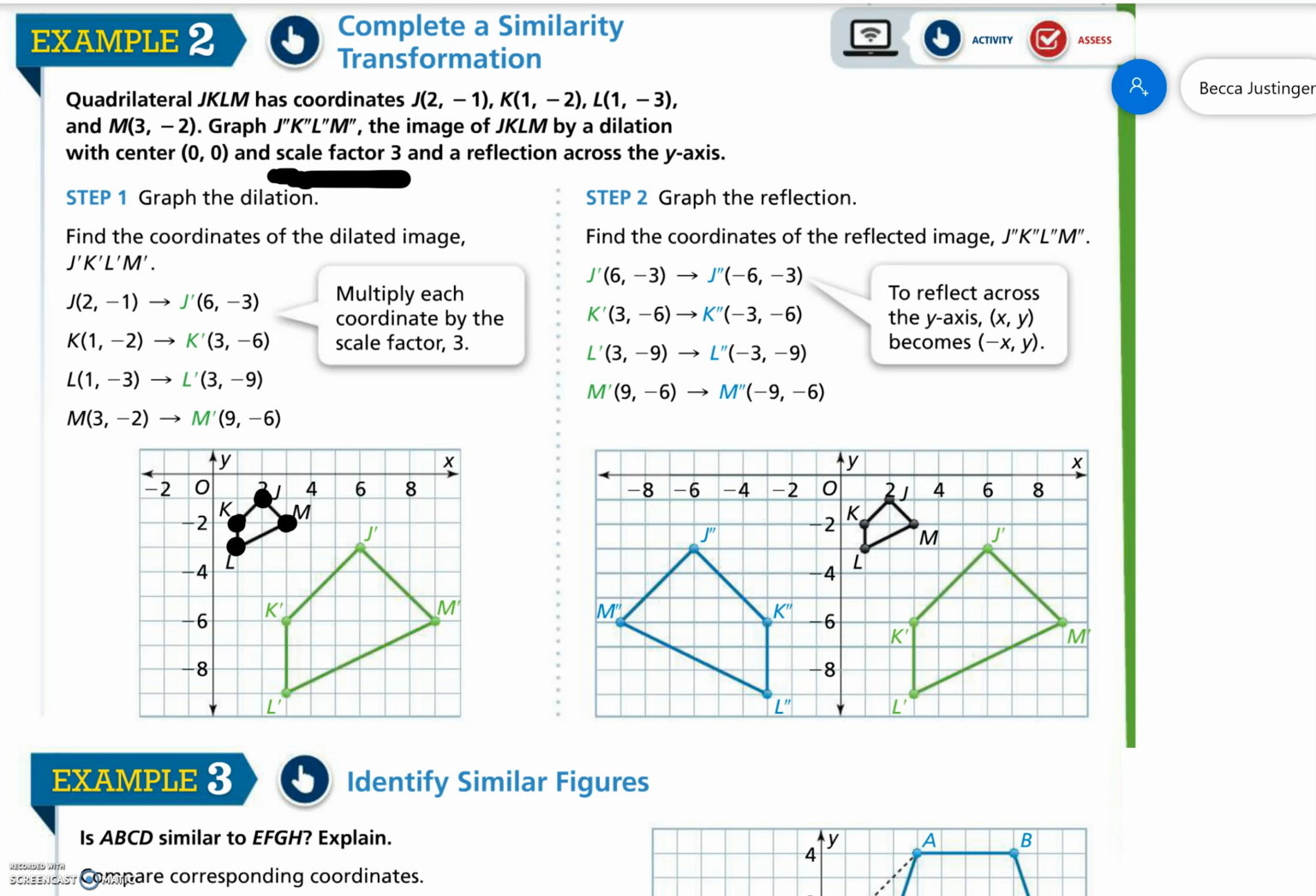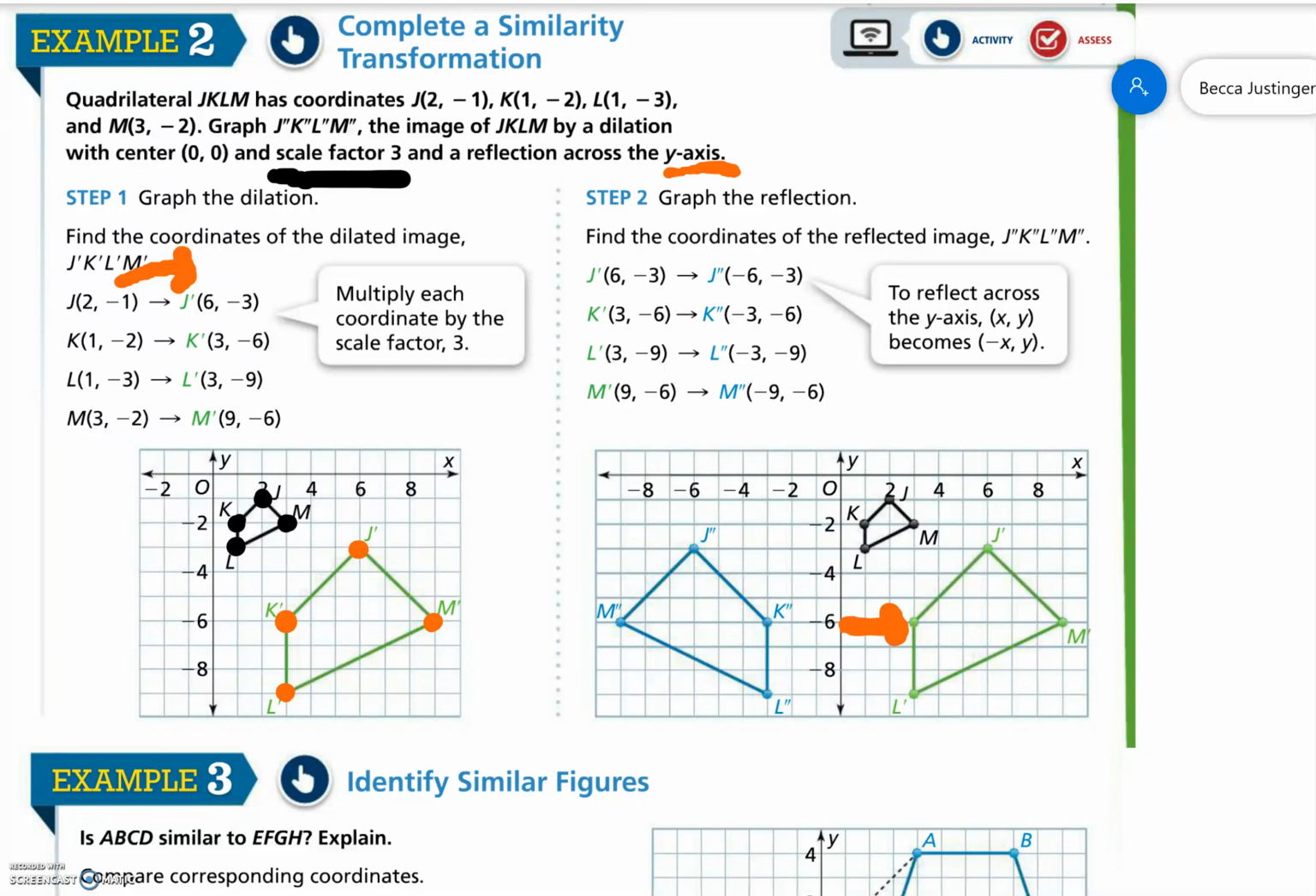Well, first we'll do the scale factor of 3, and they did it for us. Notice that every x and y value has been multiplied by 3, and now we have J prime, M prime, L prime, K prime. Next we reflect over the y-axis, so we're flipping it over the y-axis.